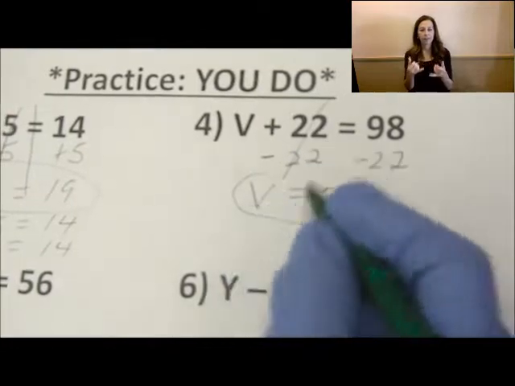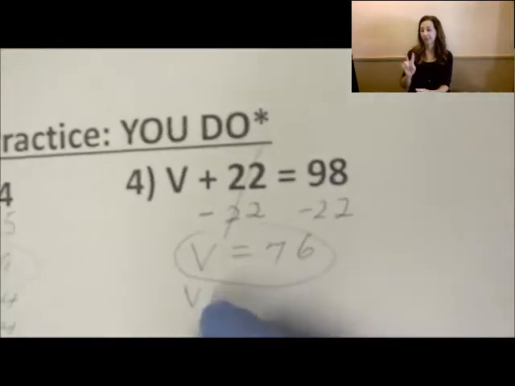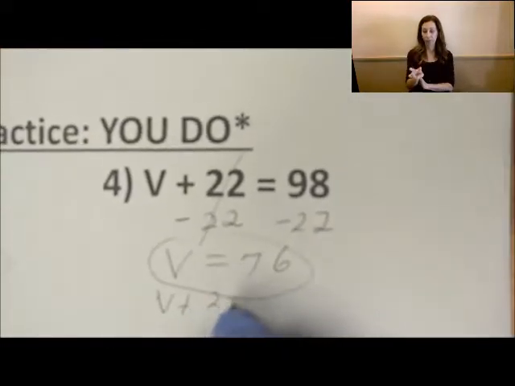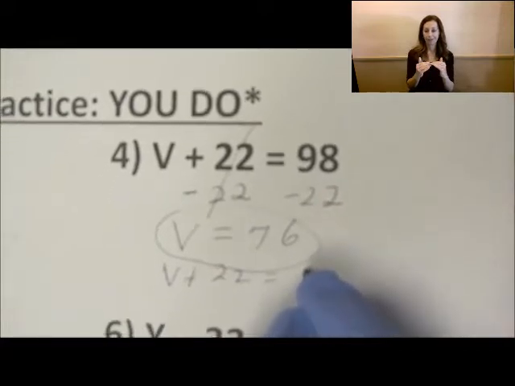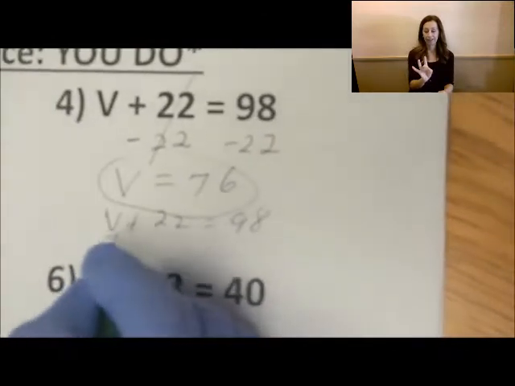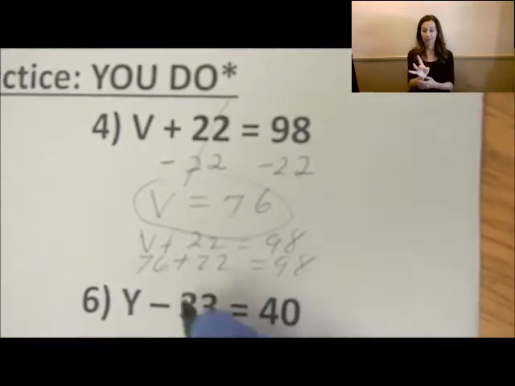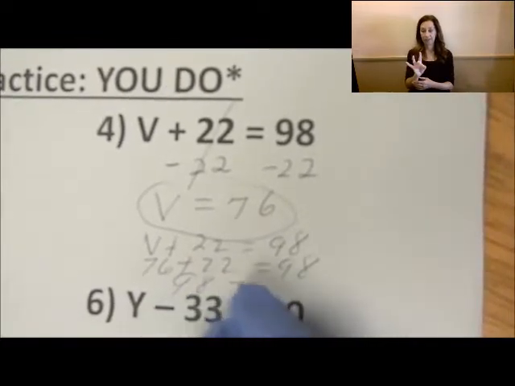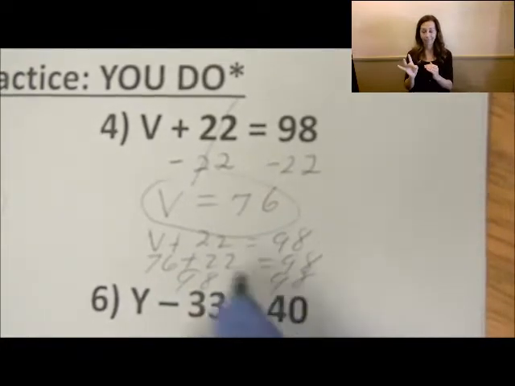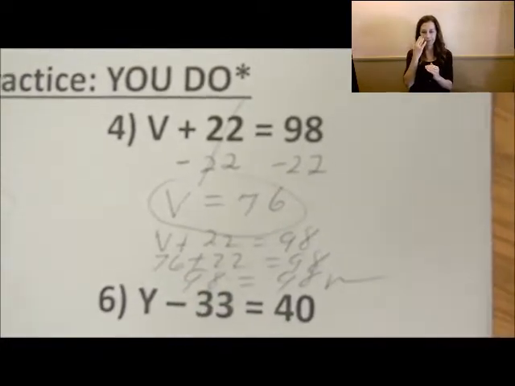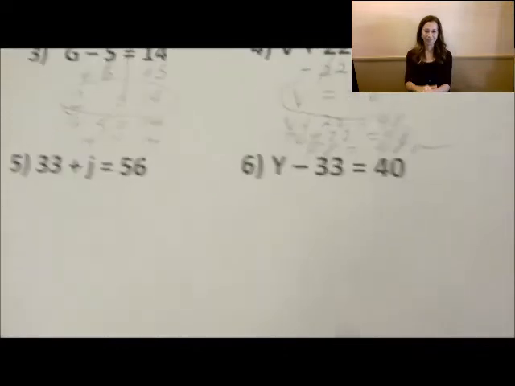So now we will have V plus 22 equals 98. 76 plus 22 equals 98. We have 98 equals 98. So we know that our answer is correct.